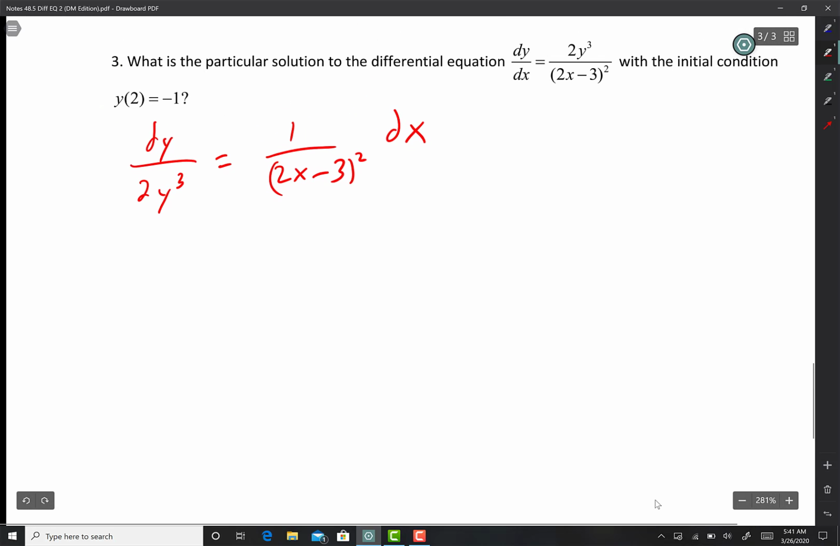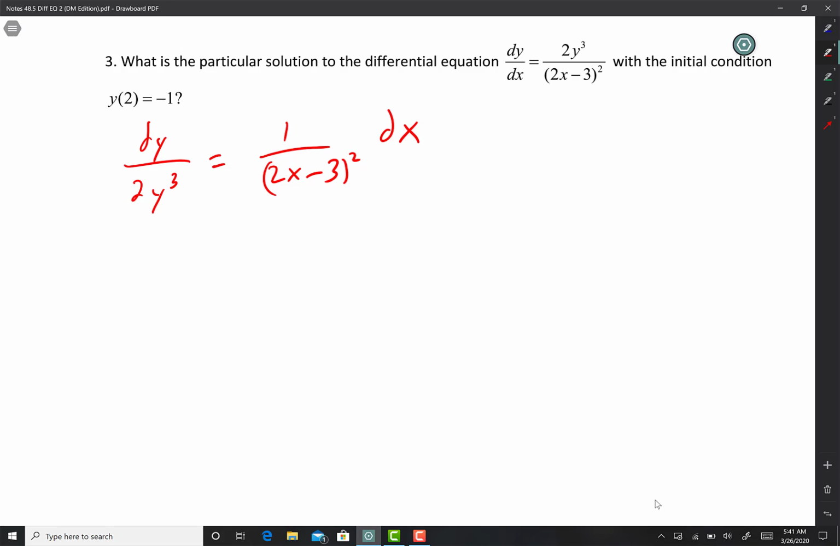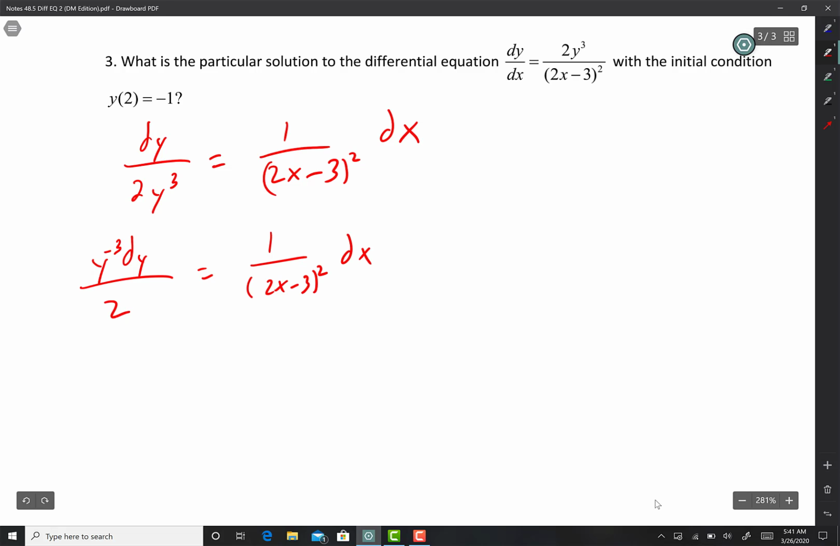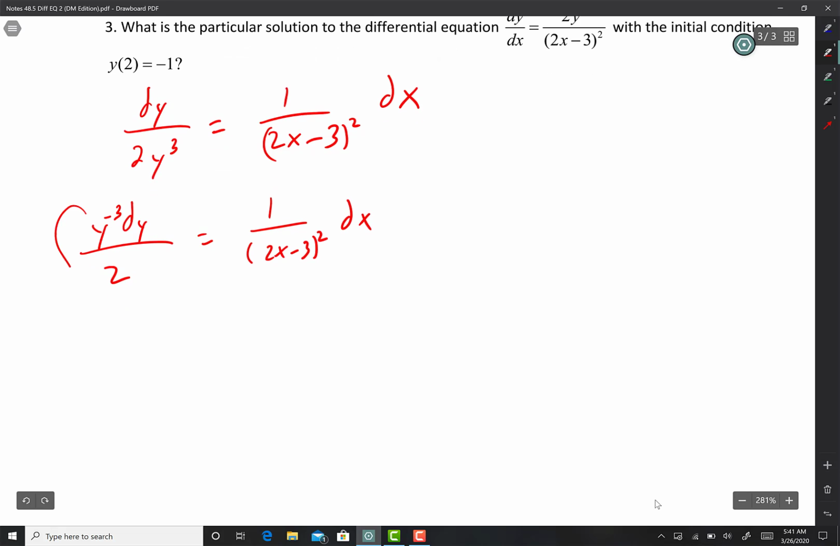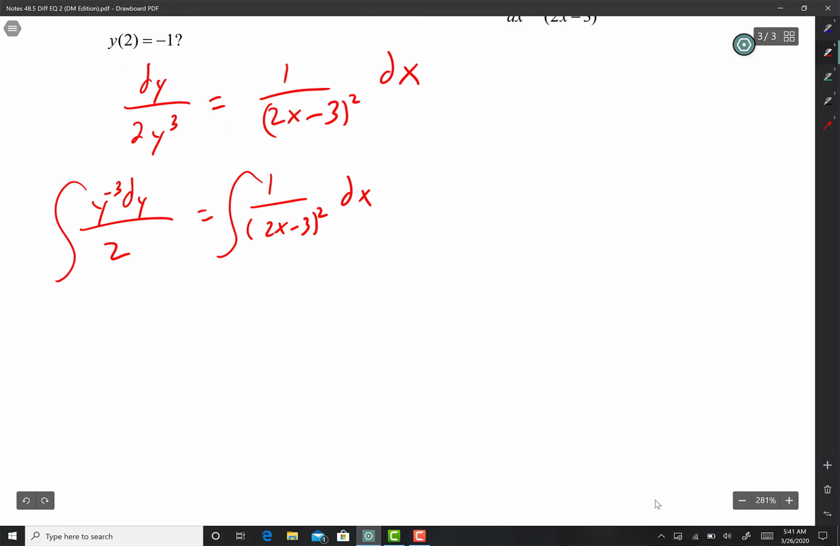And then I'm going to move the y cubed up. So I'm going to write it as dy, I'm going to put the y to the negative 3 over 2 equals 1 over (2x minus 3) squared dx. All right, here we go. I'm going to do the antiderivative. Integral. So I'm going to write, let's see, y to the negative 2. So it's going to be 1 over, and then divided by 2. So negative in the front, 4y squared. So hopefully that made sense to you guys.